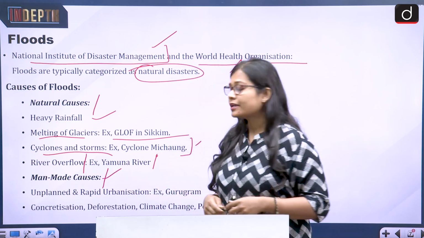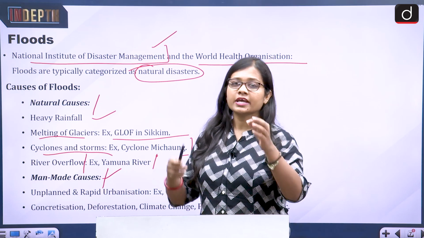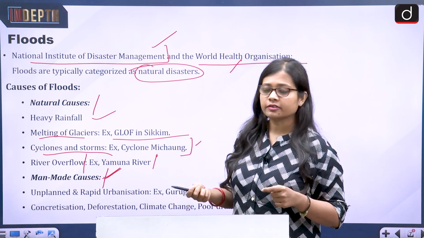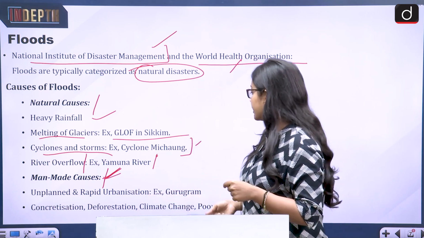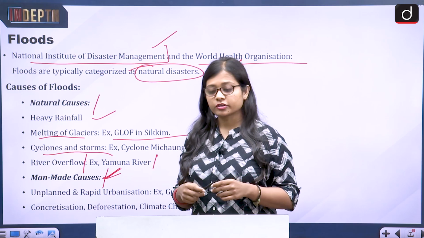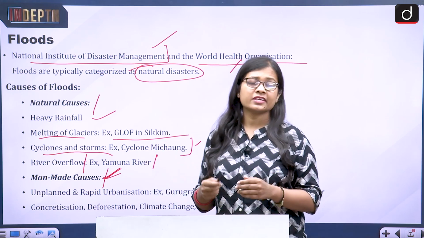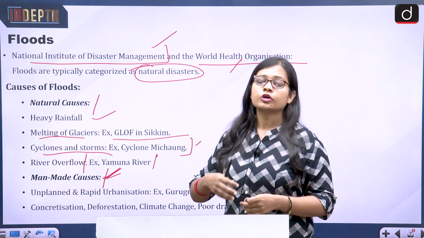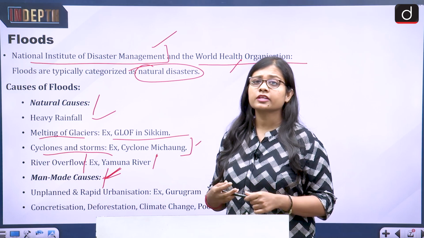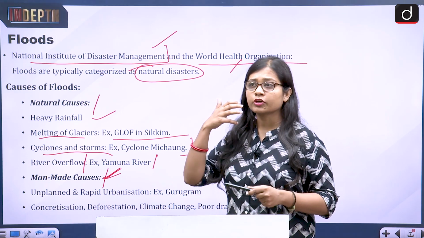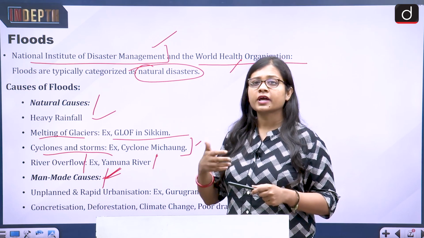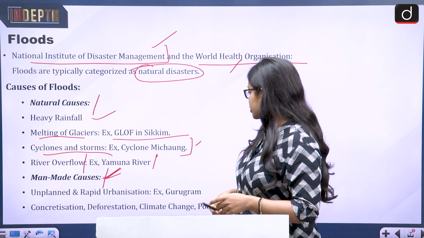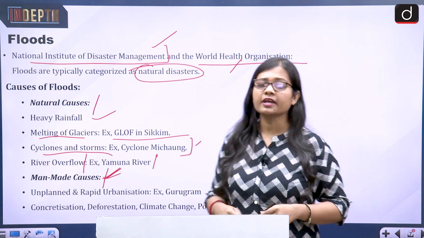Now let us talk about the man-made causes. Man-made causes means they are not natural. It is because of human intervention that these kinds of causes have arisen over the years. A few of the points are unplanned and rapid urbanization, which has resulted in urban flooding-like situations. For example, in monsoon season, or in the case of heavy precipitation, if you go to cities like Gurugram in Delhi NCR, you will see that water logging is a very basic problem that the people of Gurugram go through on a daily basis during the monsoon season. Then concretization, deforestation, climate change, poor drainage system, and many more such problems.